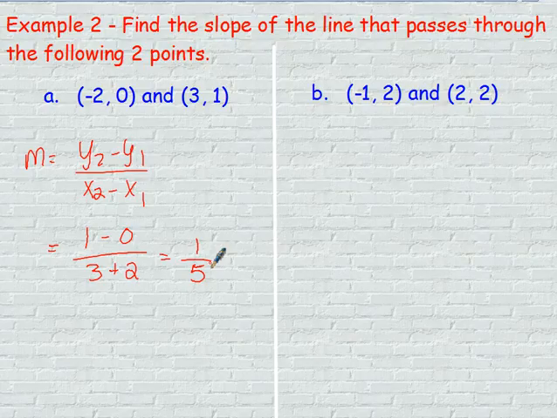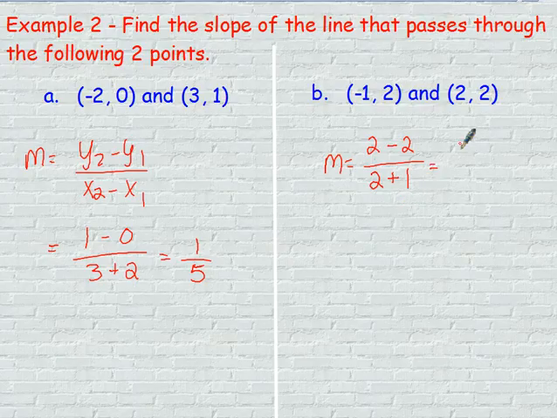Next one. I have 2 points, negative 1, 2, and 2, 2. Same thing. Plug me in. What's it going to look like? 2 minus 2 over 2 plus 1. Again, why does it become plus? Because it's minus a negative. What do I get on the top? 0. What do I get on the bottom? 3. Can I get 0 on the top? Yes, I can. The only place it can't be is the bottom.